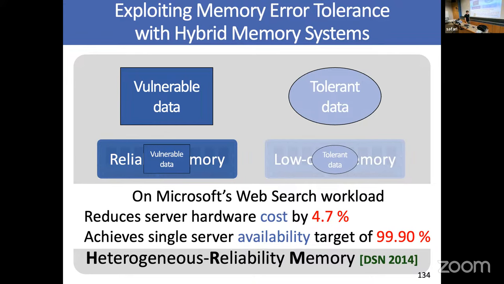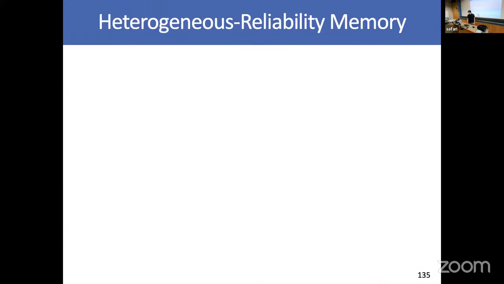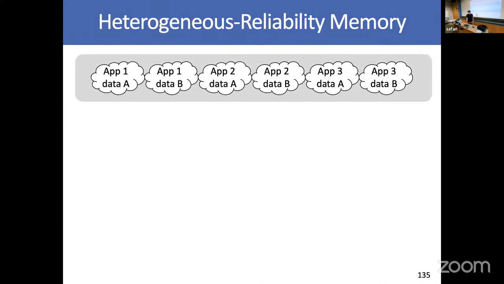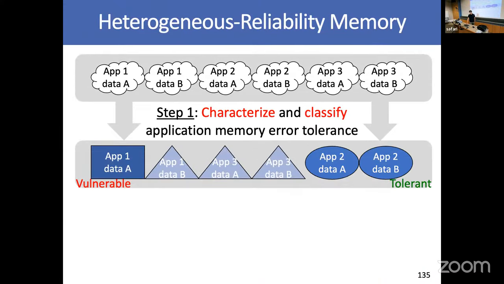And here you have this paper that was presented in 2014, and you see here some numbers, a reduction in the cost of server hardware by 4.7%. You might think that that's not a lot, but if you think about the cost of these large data centers, it's probably a good amount of money. And also in terms of availability target, pretty good results. And here, a little bit more information about this work.